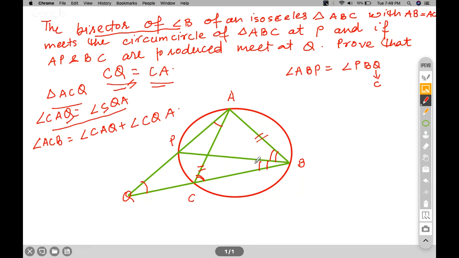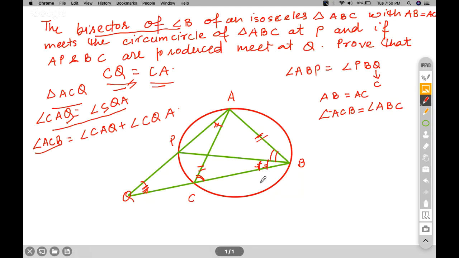Now look here. As AB is equal to AC, it's an isosceles triangle. So this and this are equal. It means that the angles opposite to these will also be equal. What I'm trying to say is that I want to take help of this angle to find out this angle. If I'm able to find out this angle or this angle, then some kind of relationship can be found. So I know that if AB is equal to AC, angle ACB is equal to angle ABC.